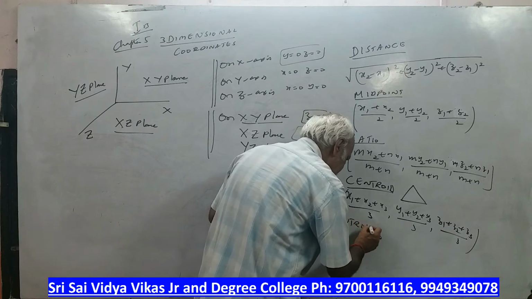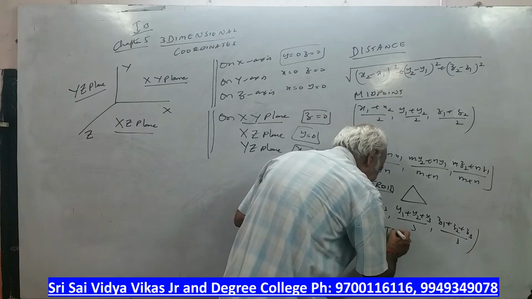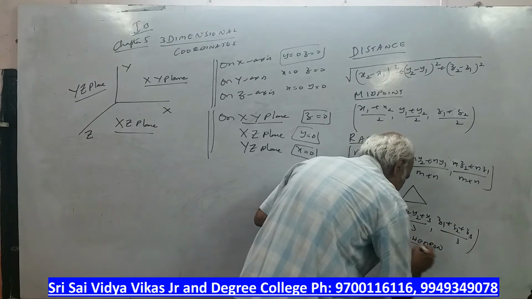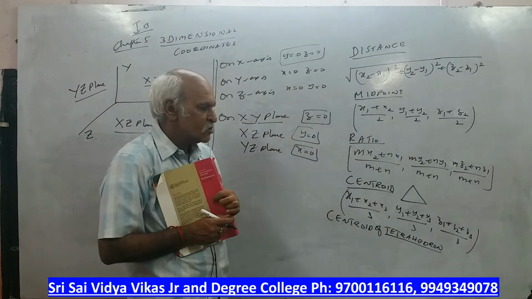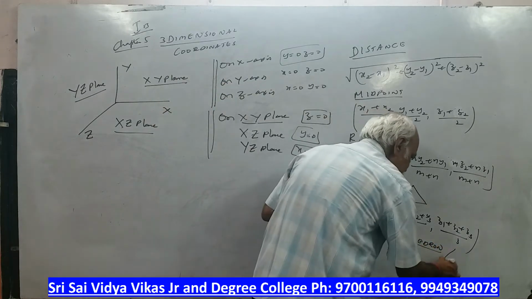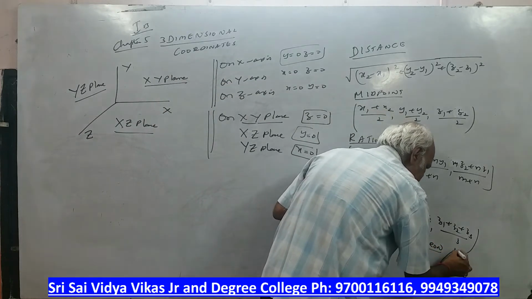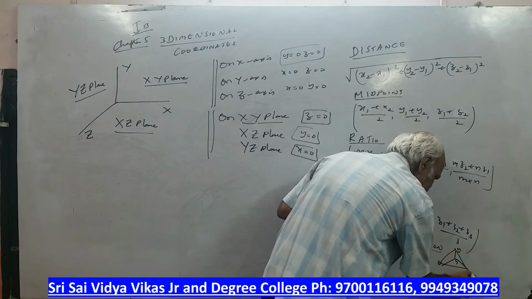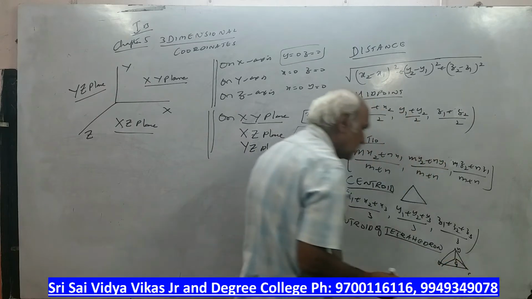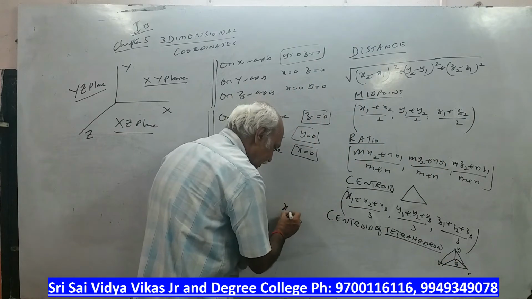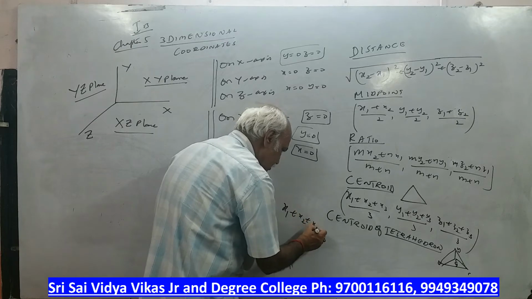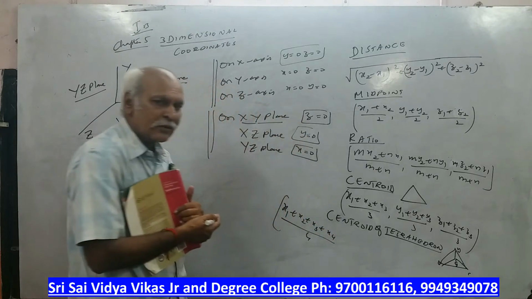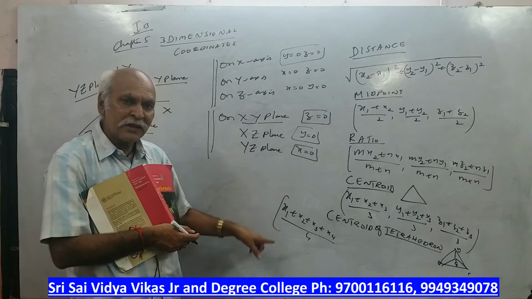Now last one is very, very important. Centroid of tetrahedron. Tetrahedron. Okay, means with the centroid A, B, C and G also. So here I am writing x1 plus x2 plus x3 plus x4 by 4. What is the formula? Here only 3 terms are coming, here 4th term.